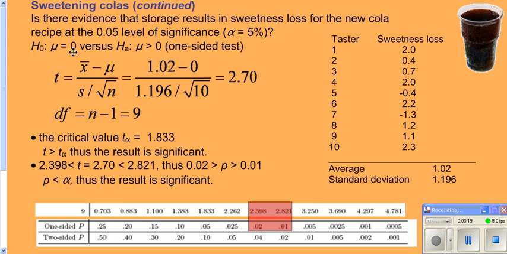Now, we had said before that we expected to have sweetness loss, so our alternative hypothesis was greater than, so it's a one-tail test. So we take our degrees of freedom of 9, go across to the 2.7, go down to our one-tail test. Our chart tells us it's going to be between 0.01 and 0.02 for our p-value. Now, since both of these values, and we know p is in between these two, are smaller than our significance level of 0.05, we're going to then reject our null hypothesis.